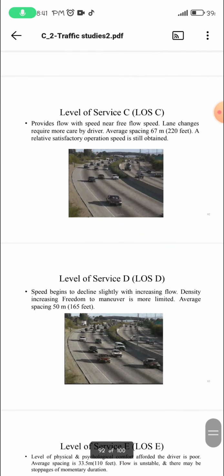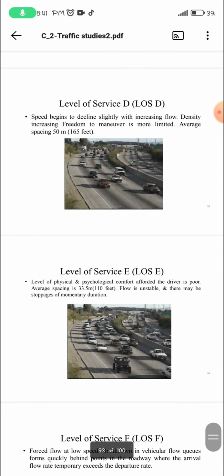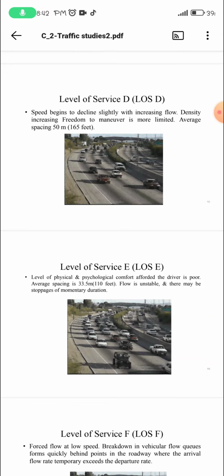Level of service D, LOS D: speed begins to decline slightly with increasing flow. Density increasing, freedom to maneuver is more limited. Average spacing 50 meter, 165 feet. Level of service E, LOS E: the level of physical and psychological comfort afforded the driver is poor. Average spacing is 33.5 meter, 110 feet. Flow is unstable and there may be stoppages of momentary duration.